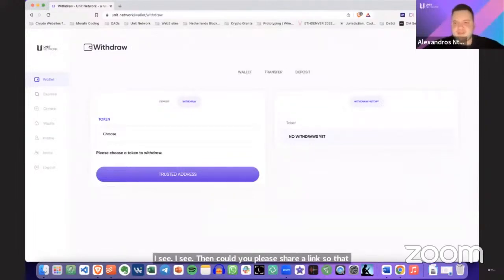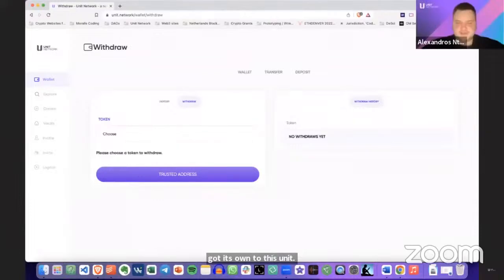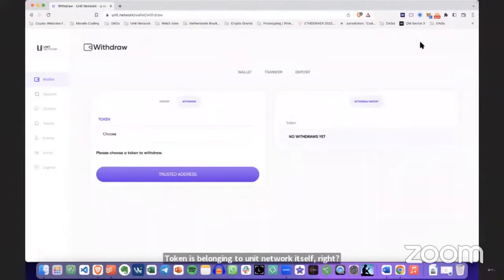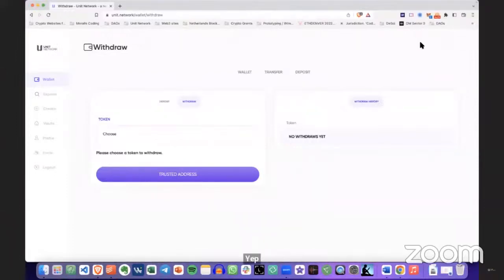Ganesh has raised his hand. Ganesh, could you unmute yourself and ask whatever question you may have? Yeah, hi Alex. My question is, Unit has got its own token belonging to Unit Network itself, right? Yes, indeed. So we studied that any tech network having its own token is called a coin. And since Unit has got its own currency, why is it called a token, why not a coin? That's my question.